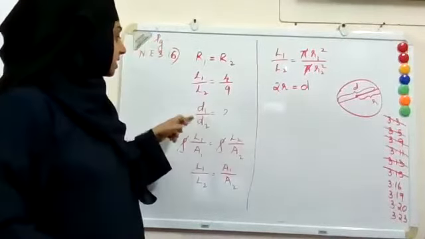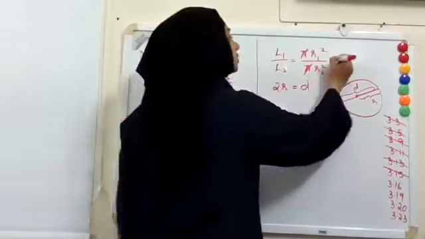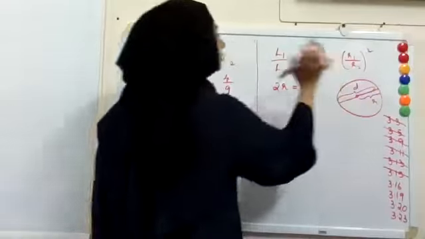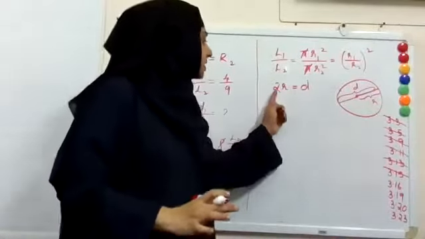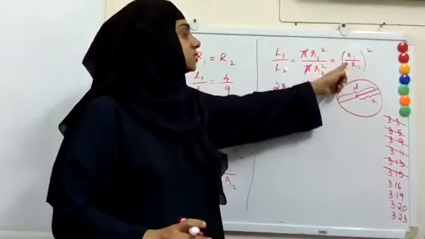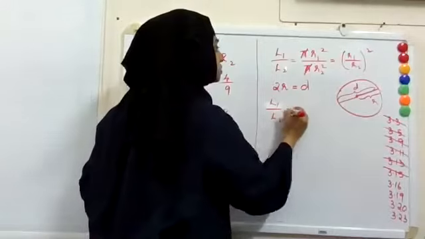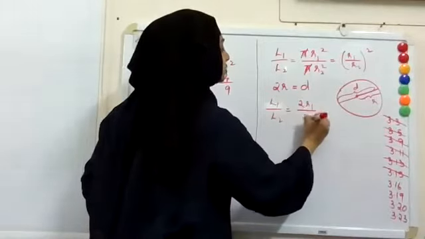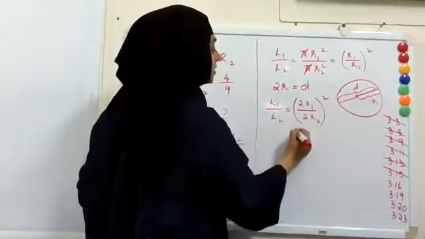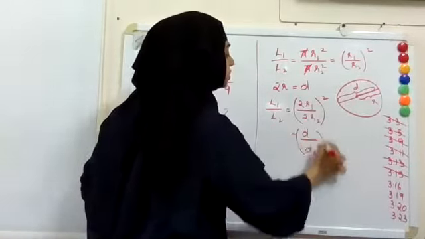So just to make it d1 by d2, let me multiply. This is equal to r1 by r2, the whole square, right? R1 square by R2 square. So just to make it d1 by d2, I am multiplying on both sides by 2. Will it make any difference? So L1 by L2 is equal to 2R1 by 2R2, the whole square. Now 2R1 I can write as d1 and 2R2 I can write as d2, the whole square.